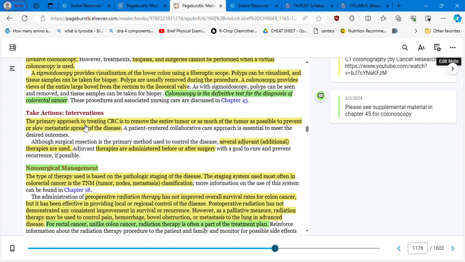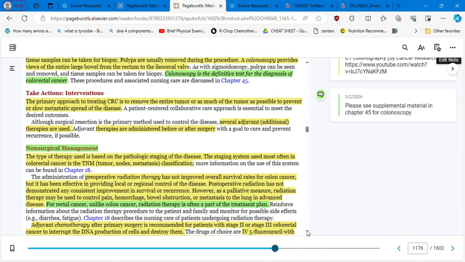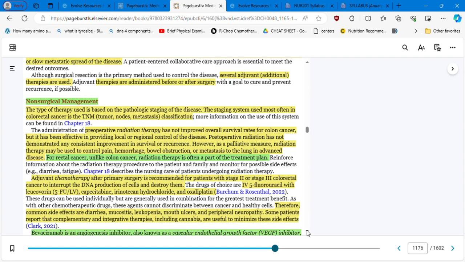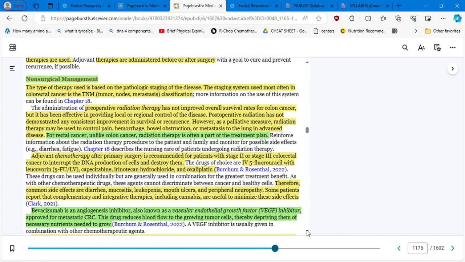Now, interventions. The primary approach to treating CRC is to remove the entire tumor or as much of the tumor as possible to prevent or slow metastatic spread of the disease. Now, with this removal, also several adjuvant additional therapies are used. Therapies are administered before and after the surgery, and that depends on the location, the stage, and the decision between the patient and the surgeon, okay, and the oncologist, what they are going to do.